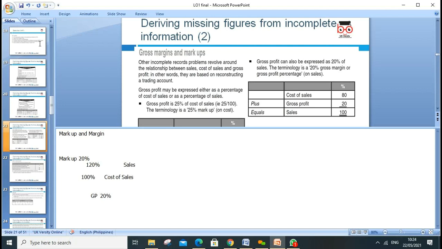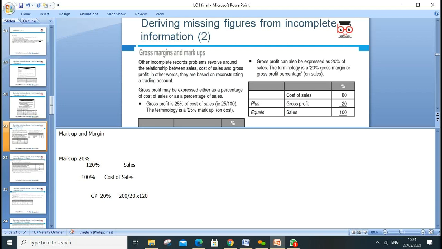If any figures are given, suppose I know my gross profit is 200. With the percentage you divide, and the percentage you need to know, you multiply. So 200 divided by 20 times 100, and I can find my cost of sales. If I need to find my sales, I know 200 is 20%, so I divide by 20 and multiply by 120. So I can find my sales figure. The missing record we can find using the equation.